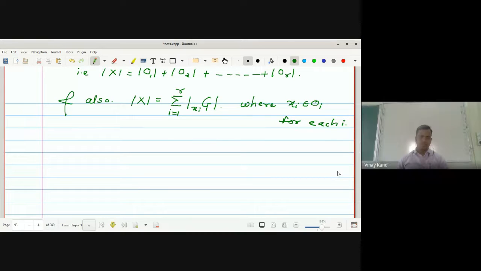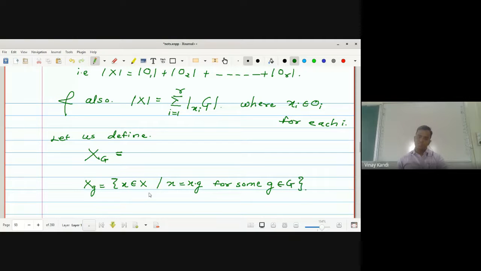No, sir. Okay. Now we will define another set. Let us define one set, which set? X with suffix capital G. What is that set? We know this set, Xg. What is Xg? It is the collection of those elements of capital X such that x is equal to x into g for some g belongs to capital G. Is it correct? This is the set Xg.